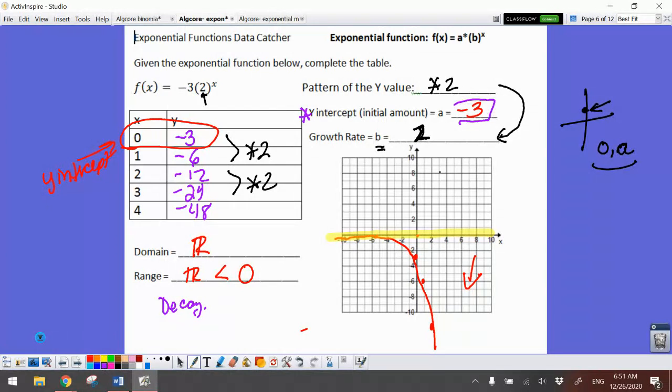Now, the two important things we need to pull from this: look at your y-intercept. Your y-intercept is -3. See how that's right here? So my starting point is -3, and that's the first number that's in front of the parentheses or in front of my b value. So that matters because that is my formula. I have a times b to the x.